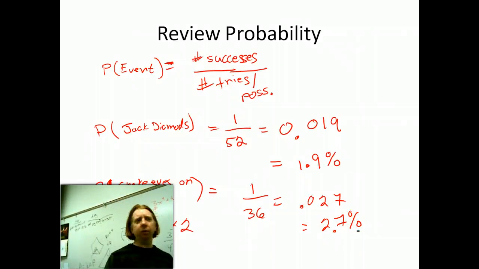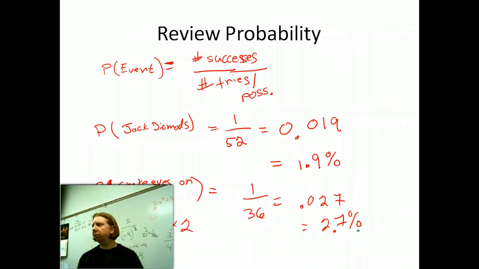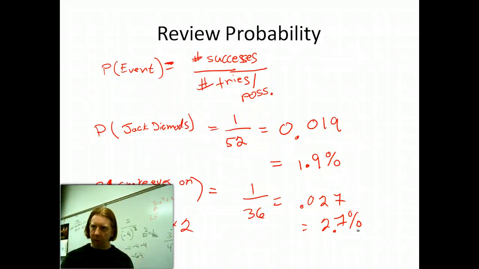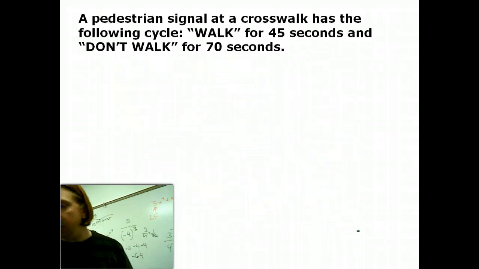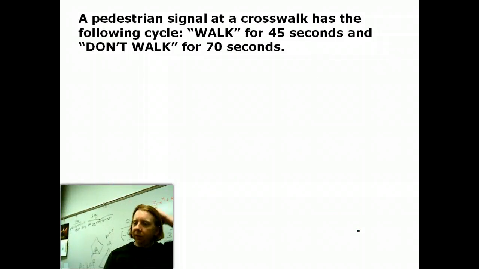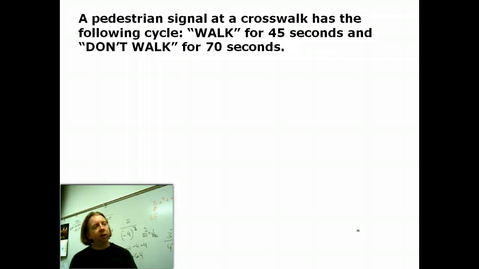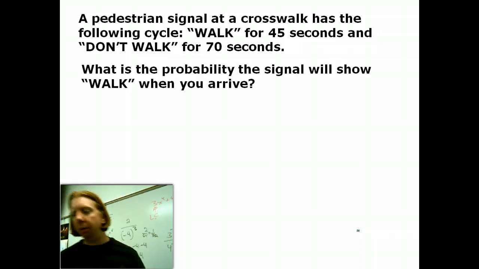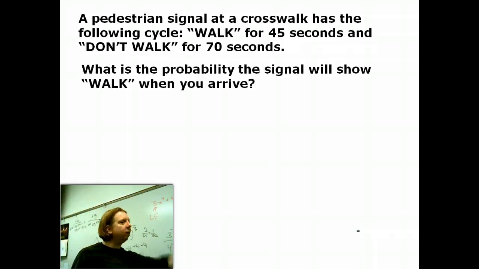This is review, right? We've done this stuff before. All right, now what we're going to be looking at with geometric probability is when they're not discrete events, but parts of continuums. So the first one we're going to look at today has to do with this. A pedestrian signal at a crosswalk has this cycle: 45 seconds of walk and 70 seconds of don't walk. So what's the probability when I walk up to the signal, I can just start walking across the street? How likely is that to happen?